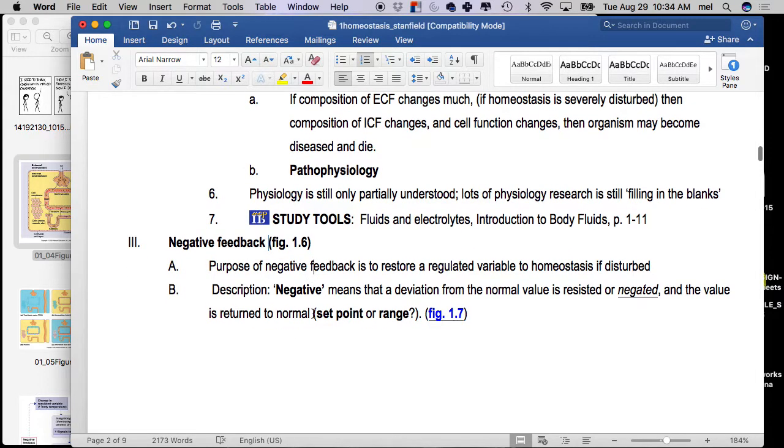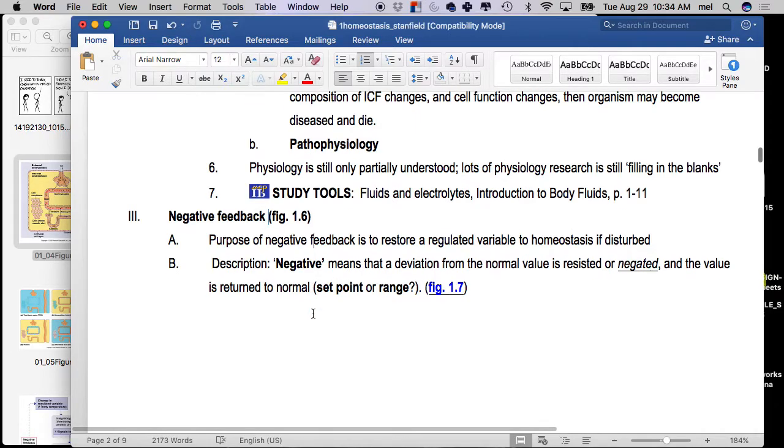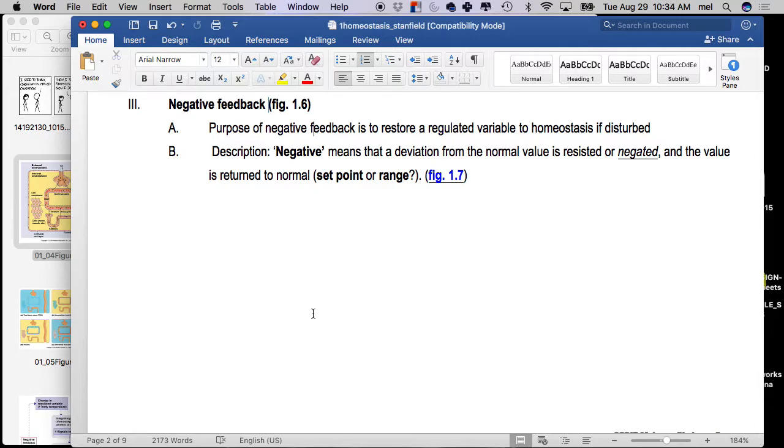Okay, so ideally what we are going to try to do is use as our best prediction for what the human body will do, homeostasis, right? We're going to try to maintain a relatively constant internal environment despite what the external environment is doing, right? So the next thing we're going to get to is how do you do that? How do you maintain a relatively constant internal environment?